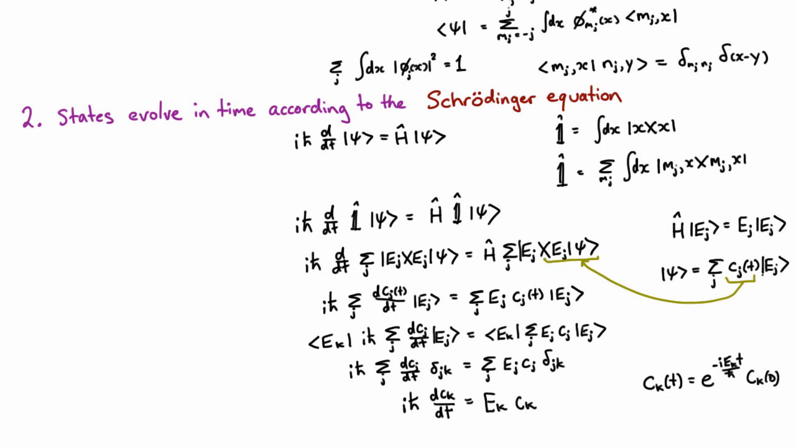So if this is my initial time for some set of Cj of zeros, then I know exactly what those coefficients are as a function of time. They just, each different eigenstate rotates at a different rate in phase. So here we have the Schrodinger equation, which is an entirely linear equation, and here we have the complete solution.